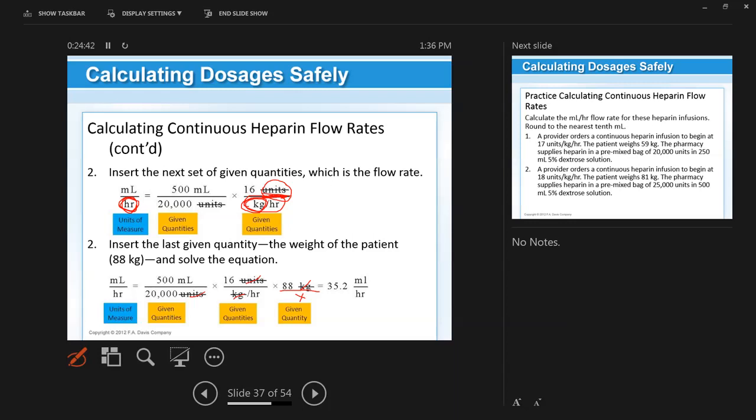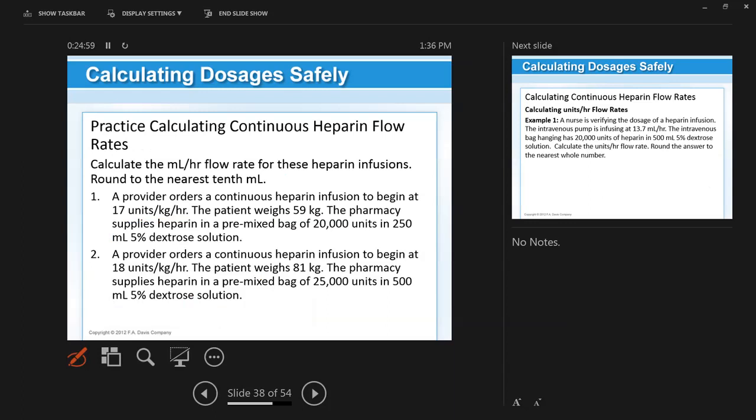And we're going to take 500 times 16 times 88 divided by 20,000. And we have a volume of 35.2 milliliters per hour. Don't even need to reduce that one either because our directions were to round to the nearest tenth. So that's just what we did.